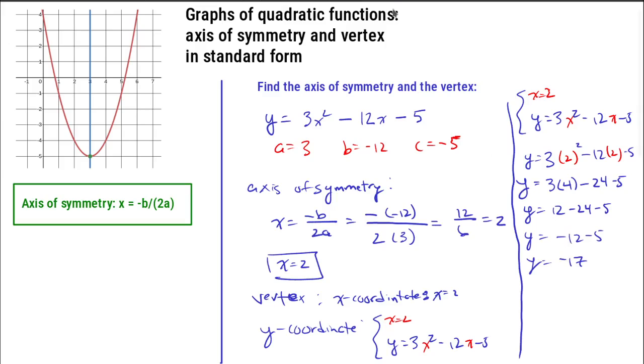So our y-coordinate is negative 17, and that means that our vertex is, so we take our x-coordinate 2 and our y-coordinate negative 17, and we've got it.